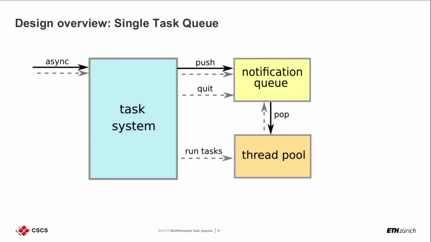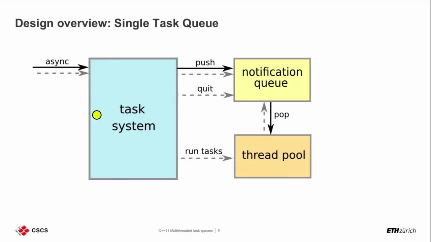This is how we want the interaction to look between our task system and our notification queue and our thread pool. We want to basically just interact with our task system by running async. By the way, the solid line means data transfer, the direction of data transfer, and the gray line is a control, the direction of control. So we want to be able to send our task system a task, and we expect the task system to just execute it. And we don't really want to care about anything else at this point from the user side.